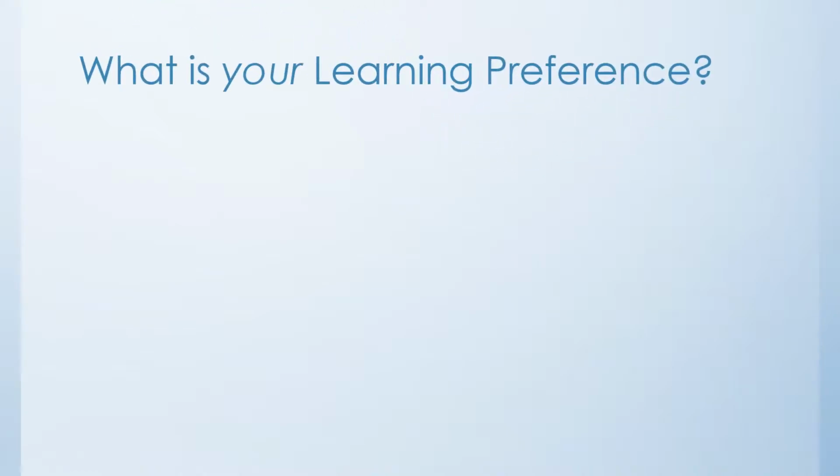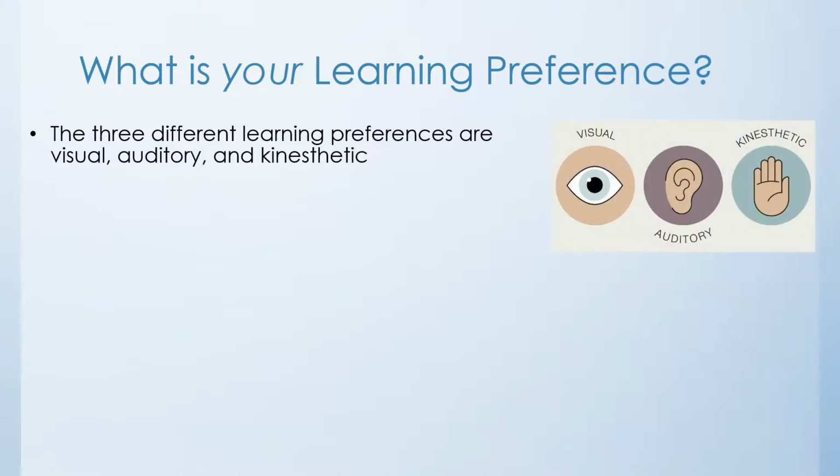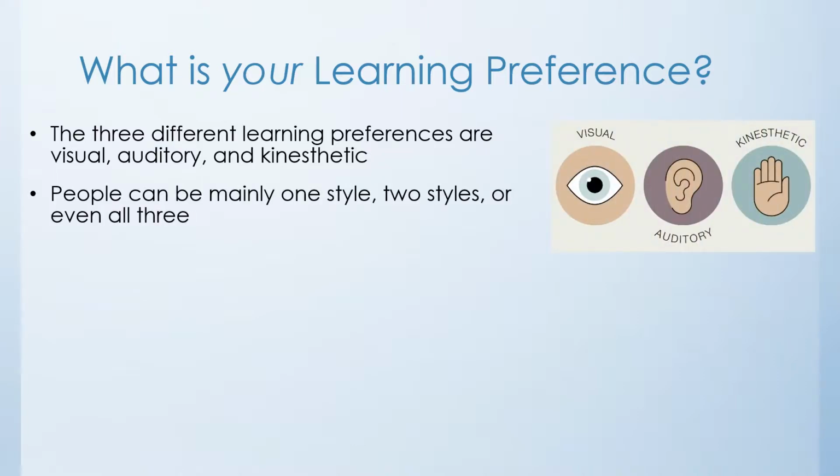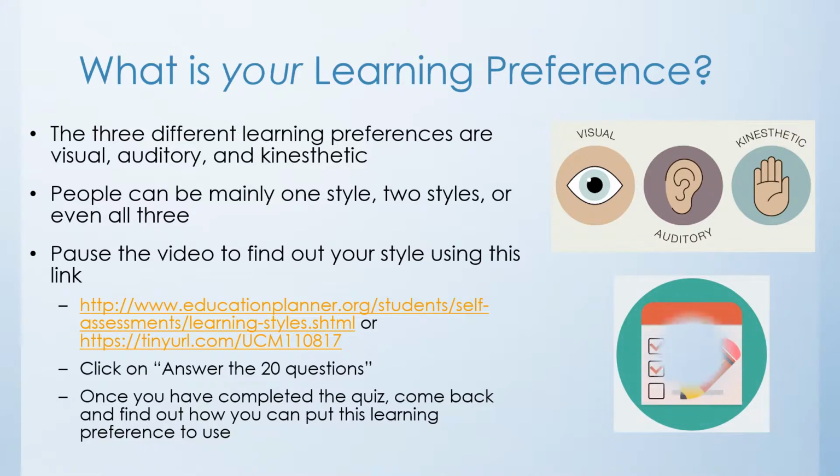What is your learning preference? There are 3 different learning preferences: visual, auditory, and kinesthetic. People can be one single style to all 3 styles. Pause this video to find out your style using the link below. You will click on Answer the 20 questions.